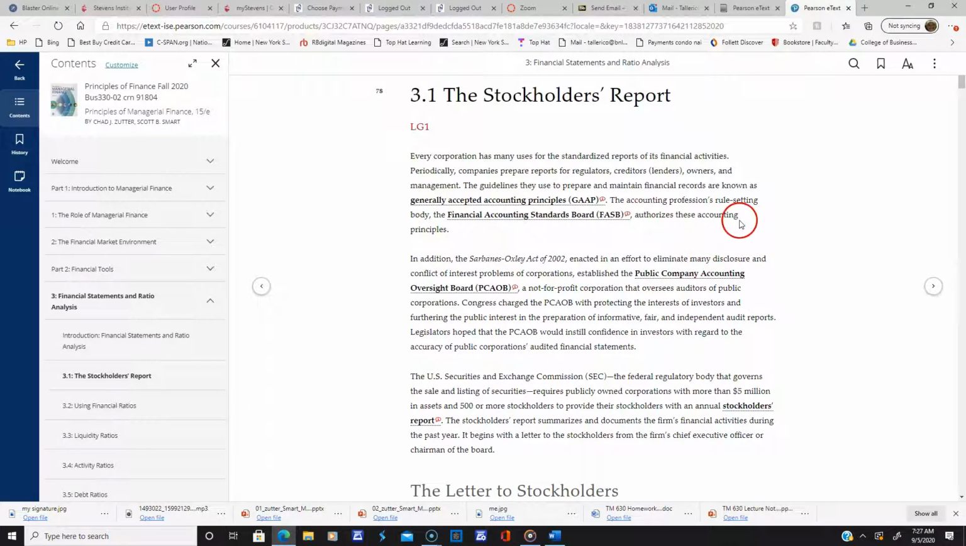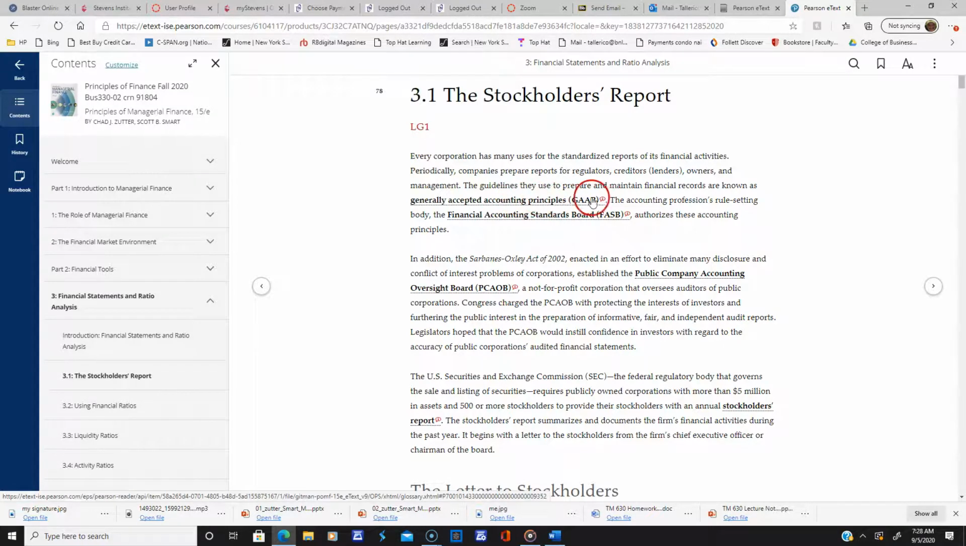All right, so basically what you're going to see that is not one of the statements is a document that I feel is very, very important. It's called the Stockholders Report, because I'm a shareholder or a stockholder, okay? And every company has to generate a Stockholders Report. So you can see what it says. Every corporation has many uses for the standardized reports of its financial activities. Periodically, companies prepare reports for regulators, creditors, owners, which is me, I'm the shareholder, and management.